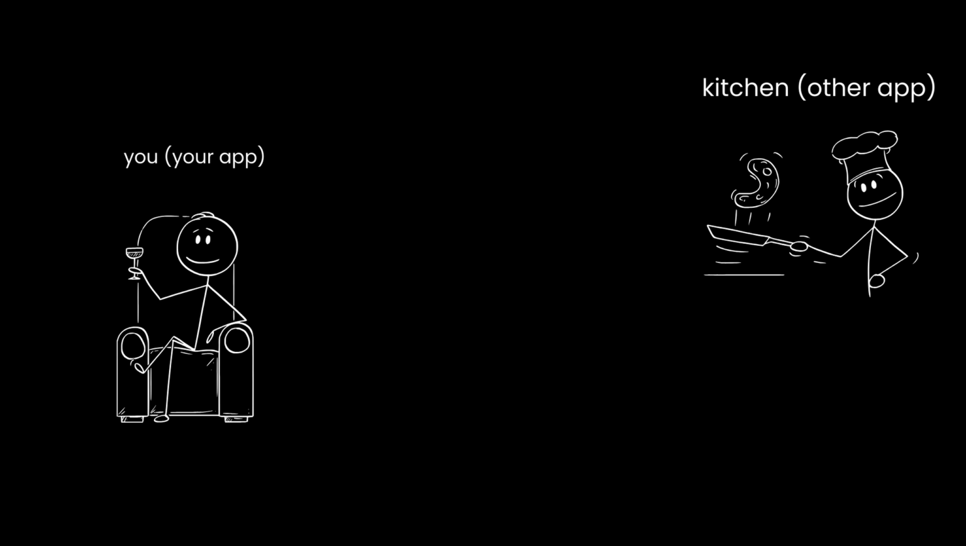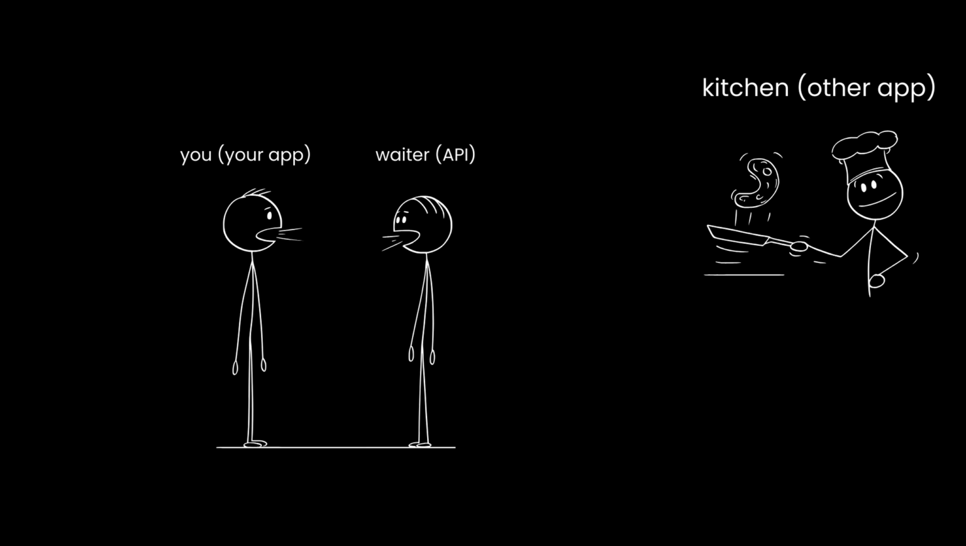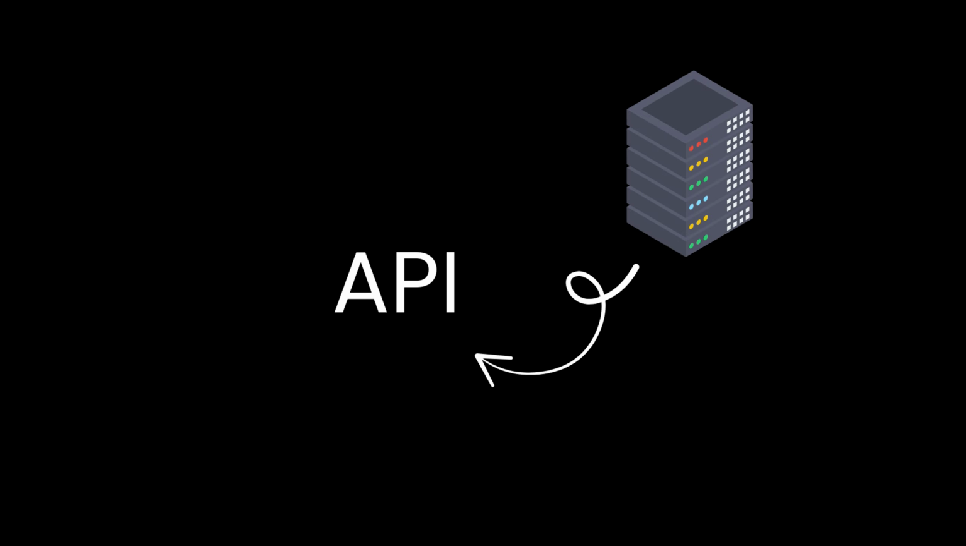Here's a plain life picture of it. You're at a restaurant. You're the app, and you want a dish, the data. The kitchen, the other app, can make it, but you can't yell into the kitchen. The waiter, the API, takes your order, gives it to the kitchen, then brings the food back. Same thing online. Your workflow tells the API what it wants, the API fetches or creates it, then hands the result back.